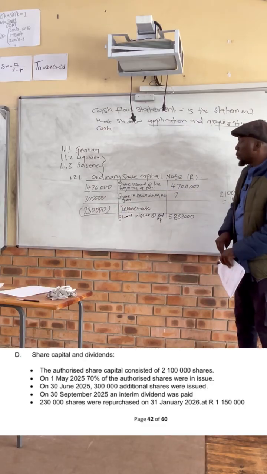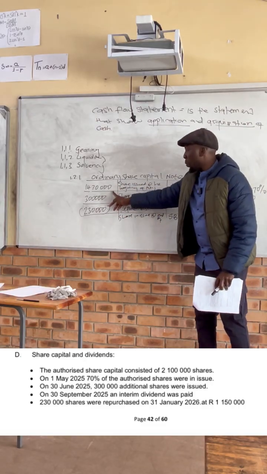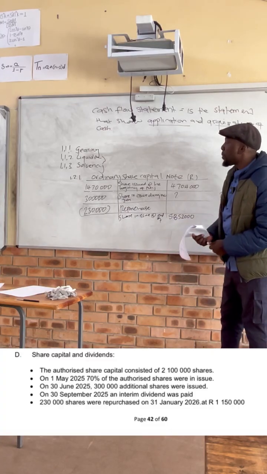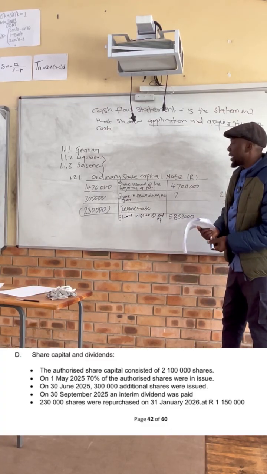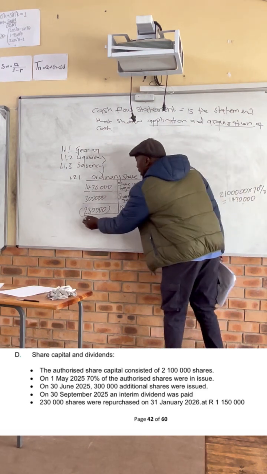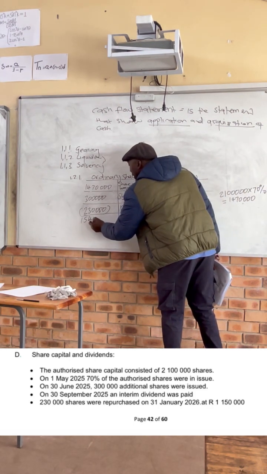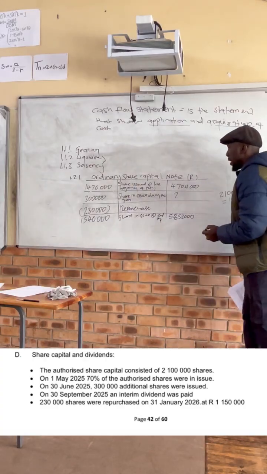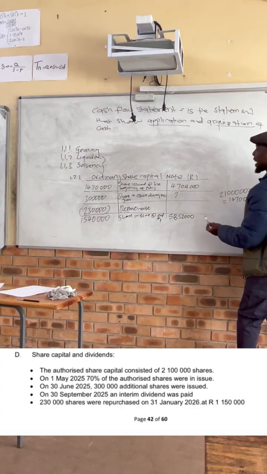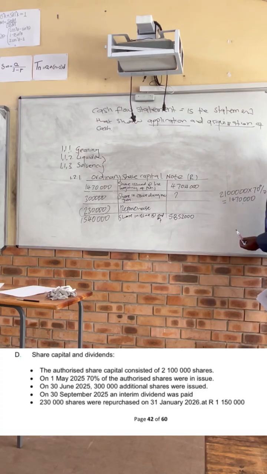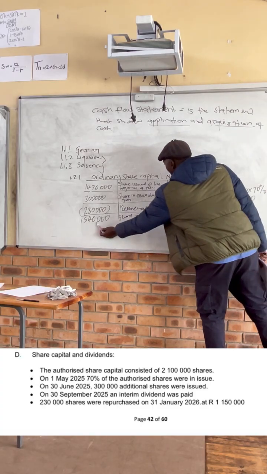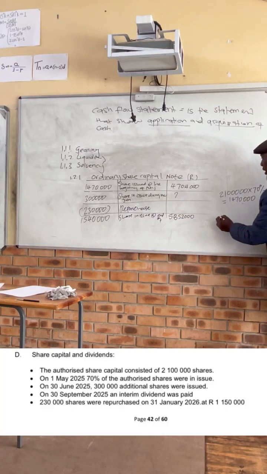Okay, now what are we going to do? We add these two, and then we subtract this one. Then we say 1,470,000 plus 300,000 minus 230,000. Then we get 1,540,000. Now that we have this, we can easily get our average share price. Remember, the value divided by the number of shares. This is how we are going to get it: 5,852,000 divided by 1,540,000.